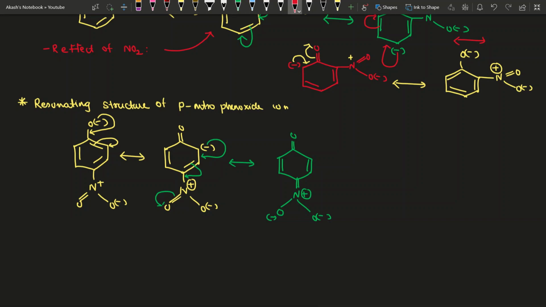In the next step, the bond will get shifted. As a result, the bond will shift, forming a negative charge on this particular carbon. So double bond O, negative, a bond is formed, N, O minus, double bond O plus. Last step.